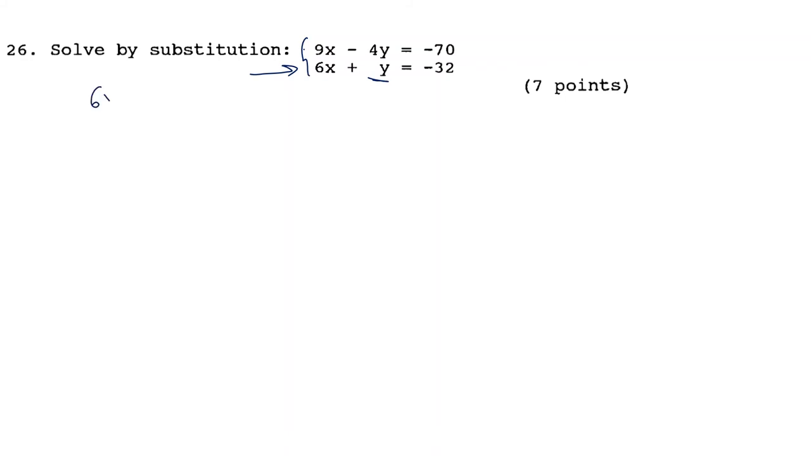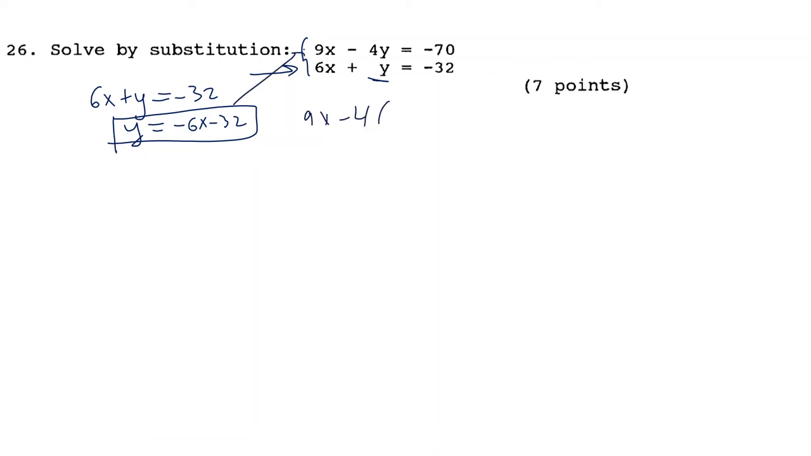So if 6x plus y equals negative 32, then y is equal to negative 6x minus 32. I just solved for y, and I need to keep that equation. I will use that equation at the very end. Now I need to plug that into the first equation. So I have 9x minus 4, and instead of y, I'm plugging in negative 6x minus 32, equals negative 70.